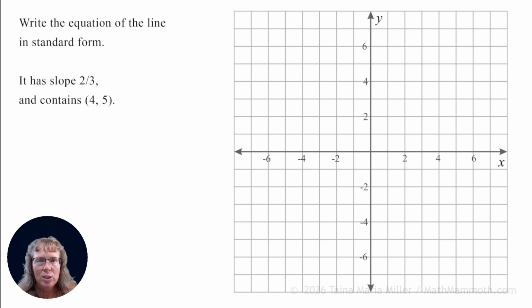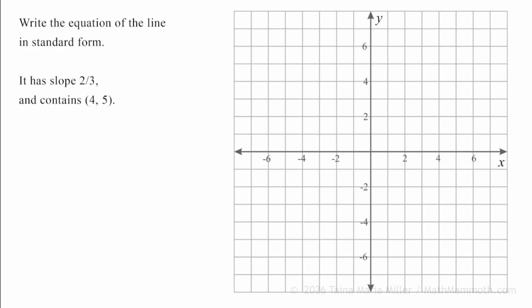Lastly, find the equation of this line in standard form. It has slope 2/3 and contains the point (4, 5). Try it on your own again first.